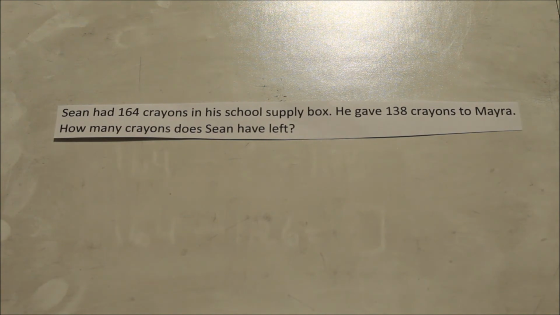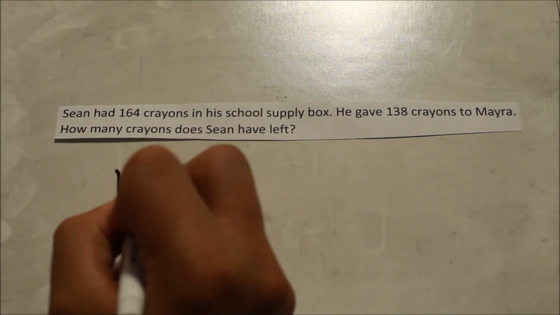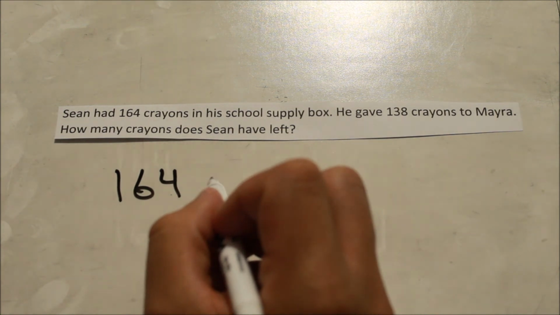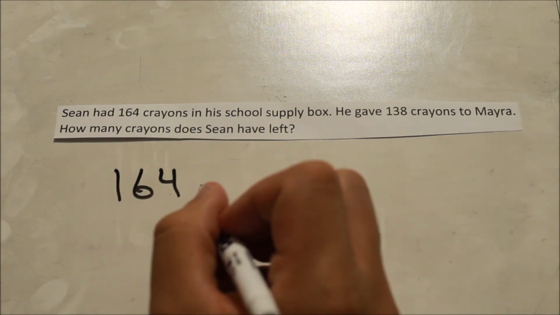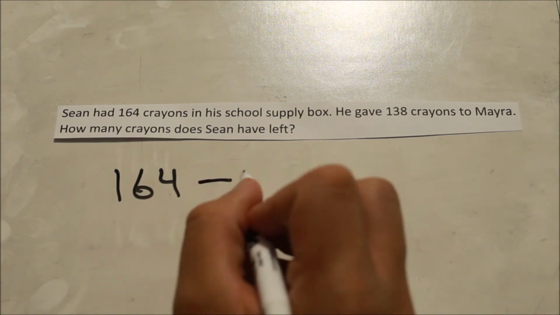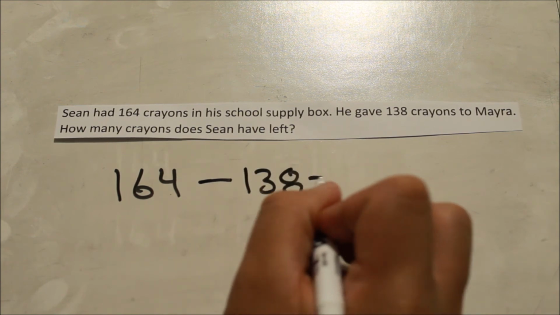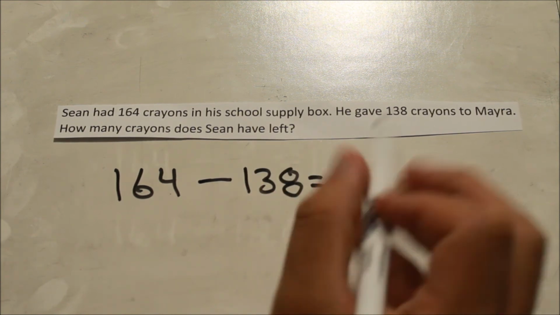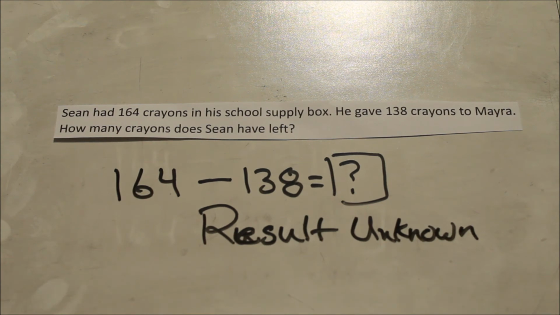Sean had 164 crayons in his school supply box. He gave 138 crayons to Myra. How many crayons does Sean have left? Well, do I know what he starts off with? Yeah, 164 in his school supply box. He gave 138. How many does he have left? This is a result unknown, and you would solve it just like you normally would a regular subtraction problem.